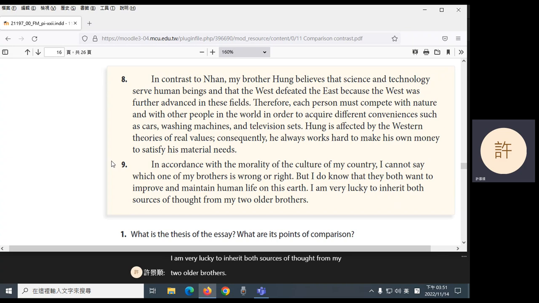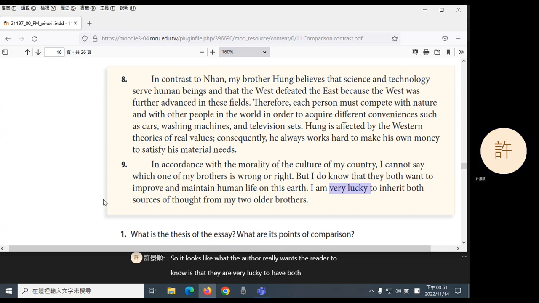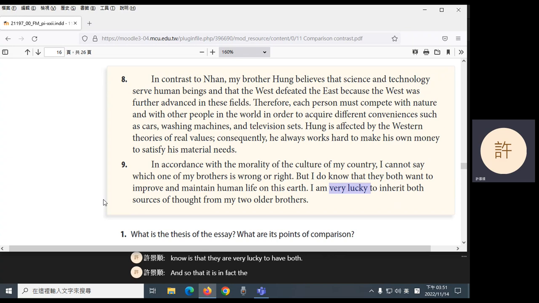So it looks like what the author really wants the reader to know is that they are very lucky to have both. So that it is in fact a good thing that the author can experience both kinds of culture in the same family.